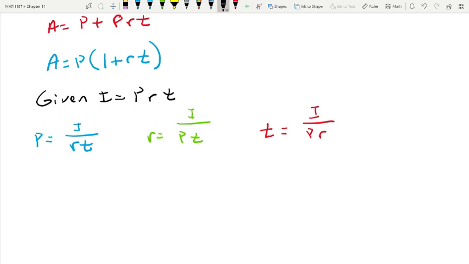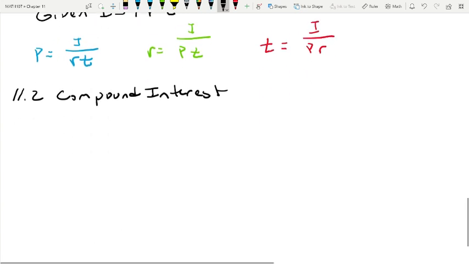The next section, which is 11.2, deals with compound interest. Simple interest is only paid on that original deposit, and that's it. So the amount you would get paid for the interest each time frame would be the same. But compound interest is something different.